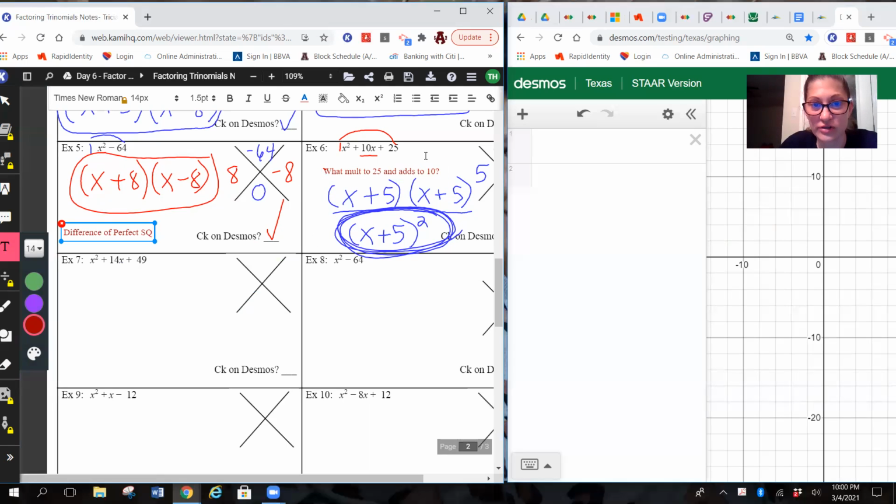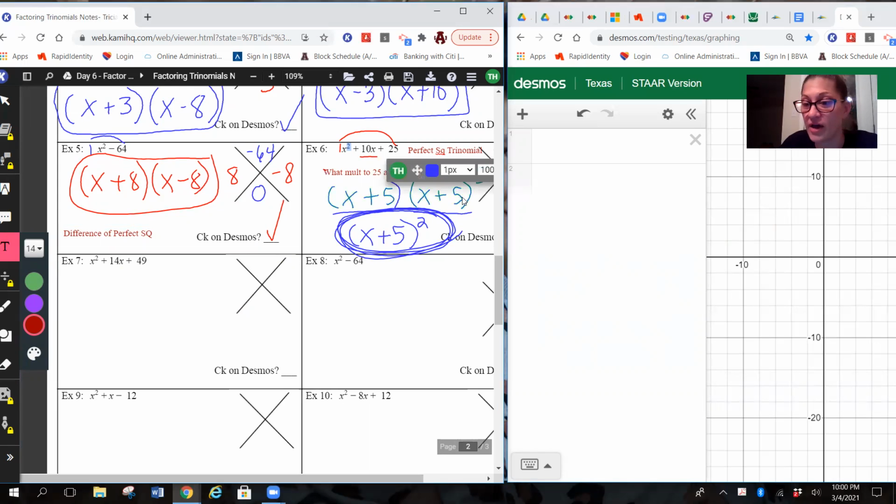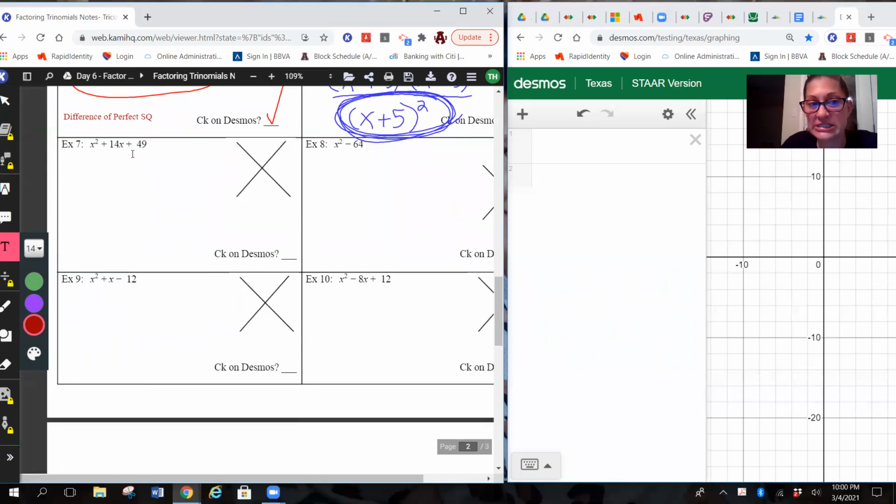This actually is called a perfect square trinomial. And it's called a perfect square trinomial because 25 is a perfect square. 5 times 5 is 25. That's a perfect square. So these are the special cases. Let's look at example 7.